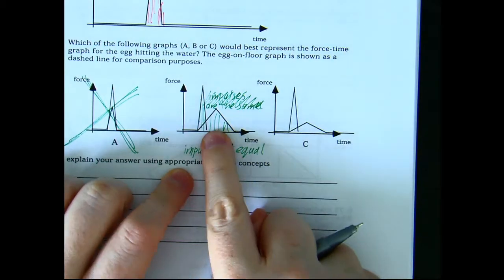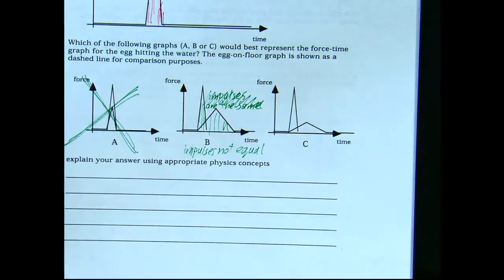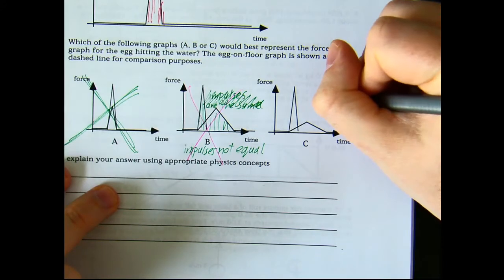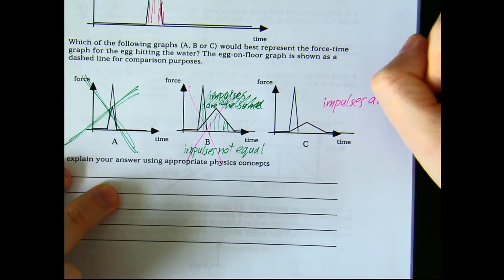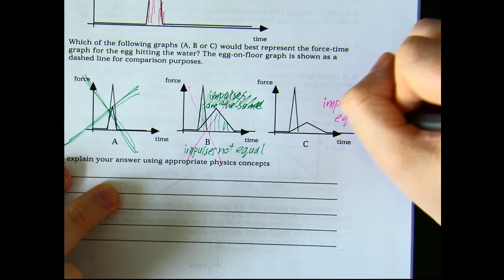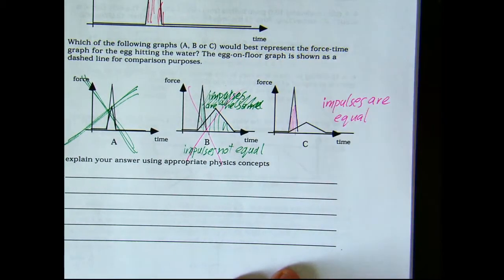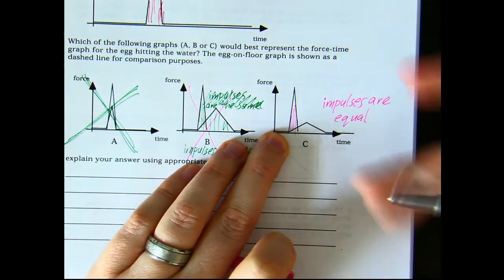The area here is much larger than the area here. We want the impulses to be the same, so this one cannot be true. It's got to be this guy here. The impulses of this guy are equal. We've got a very narrow base and a very tall, skinny guy. We've got a much longer triangle, and this guy's much shorter.